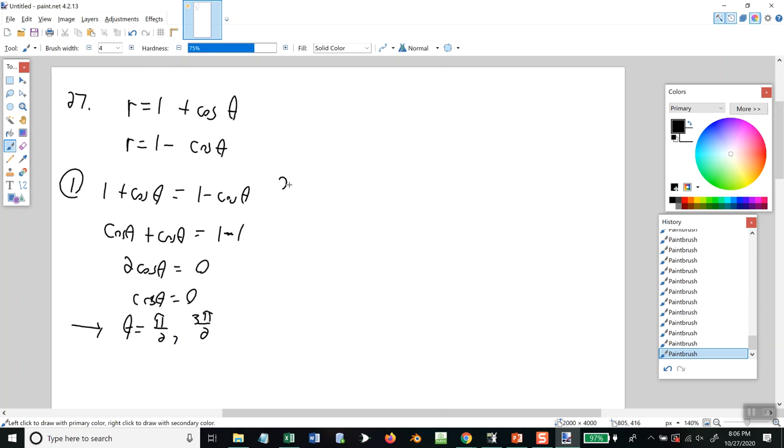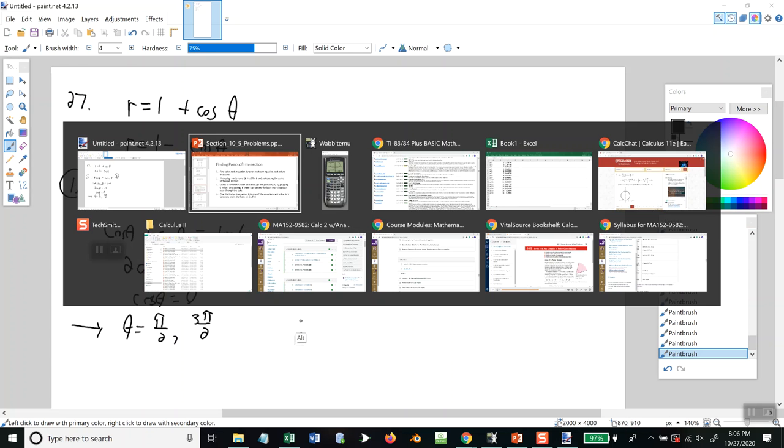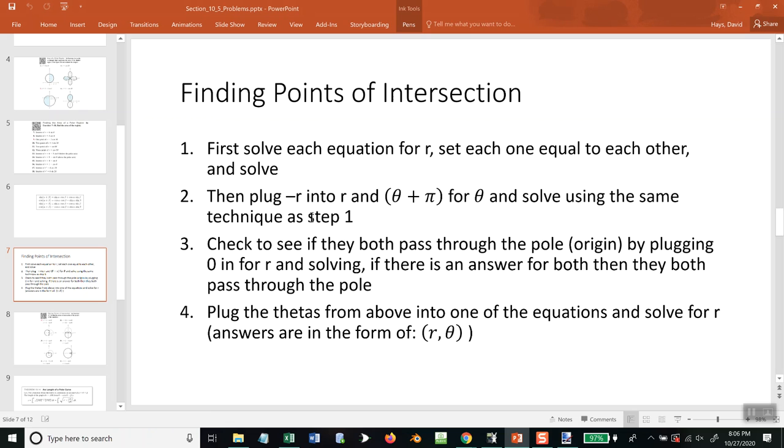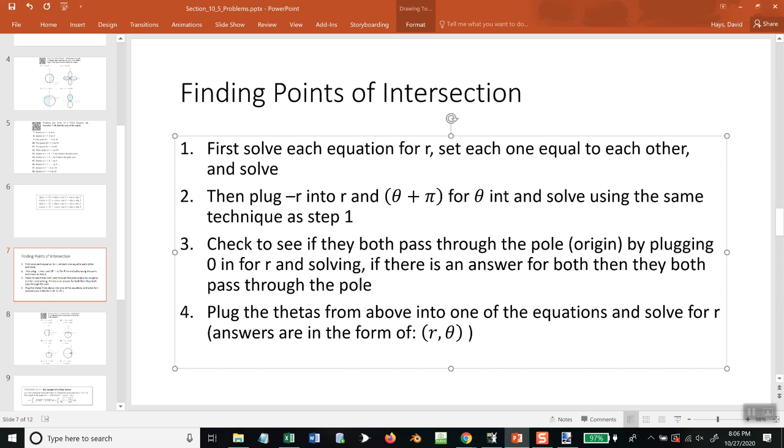Okay. Step 2. Then plug negative r in for r and theta plus pi in for theta, and solve using the same technique as step 1. And I left something off there. Into the first equation. You don't do it in both equations. We saw that last time.